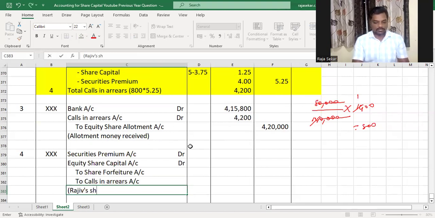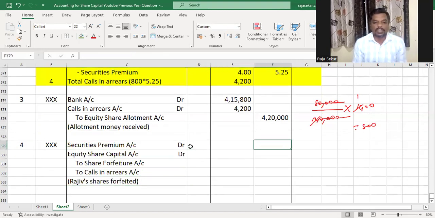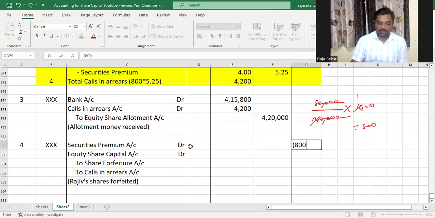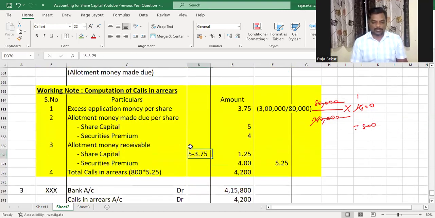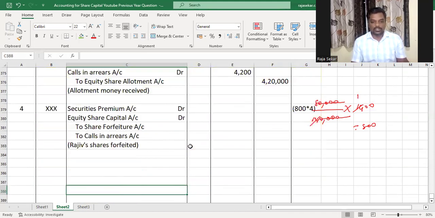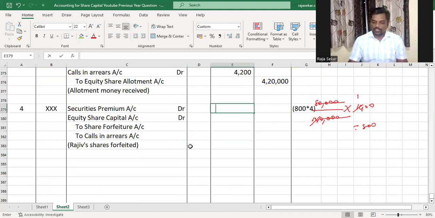Rajiv's shares forfeited. Now, securities premium will be debited with what? It will be debited with the total number of shares forfeited multiplied by the amount receivable as premium on each share. The amount receivable as premium on each share was rupees 4, and none of that 4 was received. As you can see, Rajiv did not pay allotment money, and the excess application money was only enough to settle share capital. The entire securities premium was receivable, which was not received, and therefore 800 into 4, which is 3,200. And share capital will be credited with what, my dear children? Give me one second.